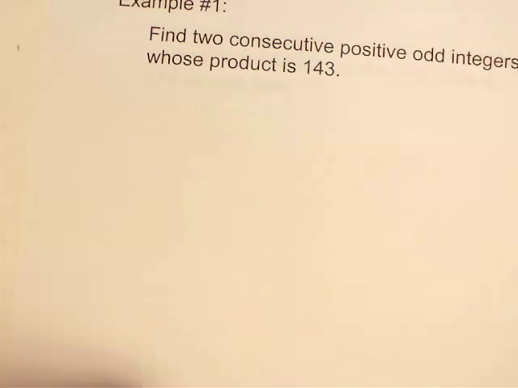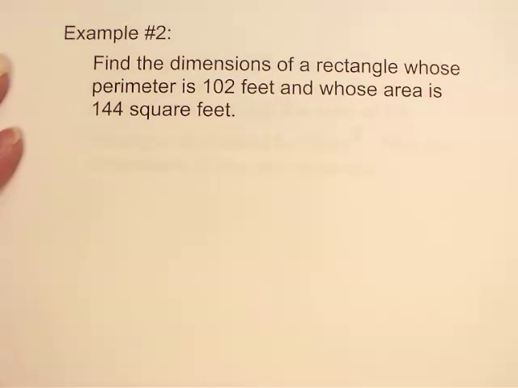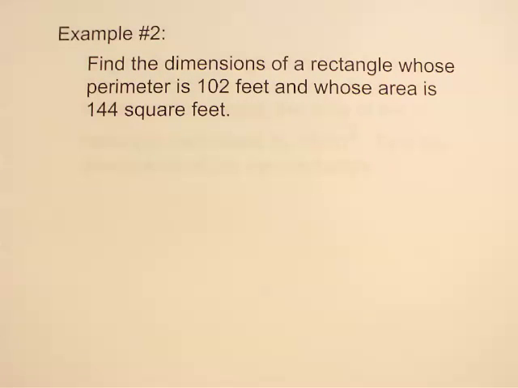Okay, moving on to our next example now, example number 2. Number 2 says, find the dimensions of a rectangle whose perimeter is 102 feet and whose area is 144 square feet. So we're going to go ahead and draw a diagram for this one as we get ready to solve this. Dimensions, another review word here. Dimensions means I'm looking for length, width, height. So if I have a rectangle, the dimensions happen to be length and width.